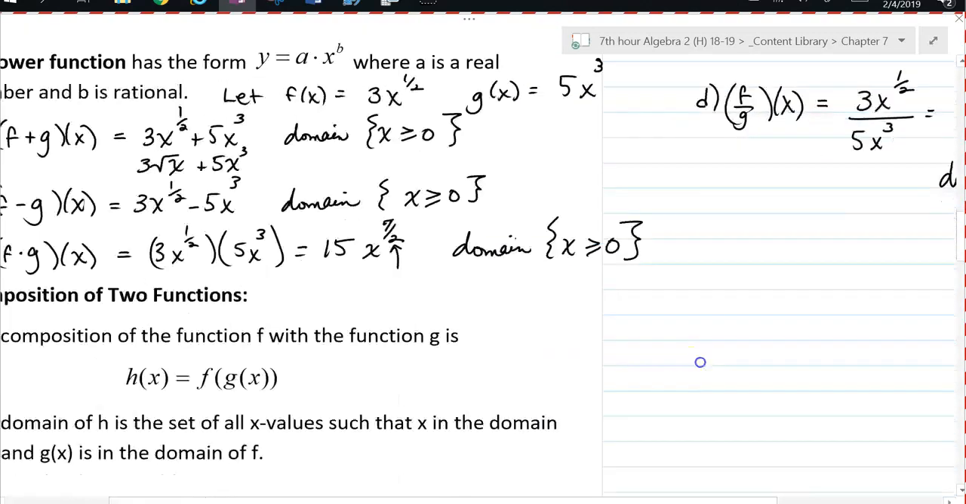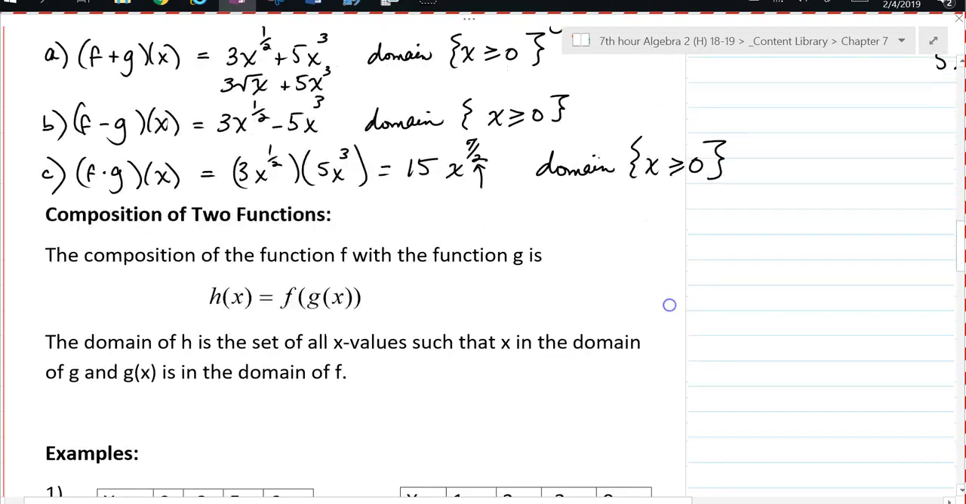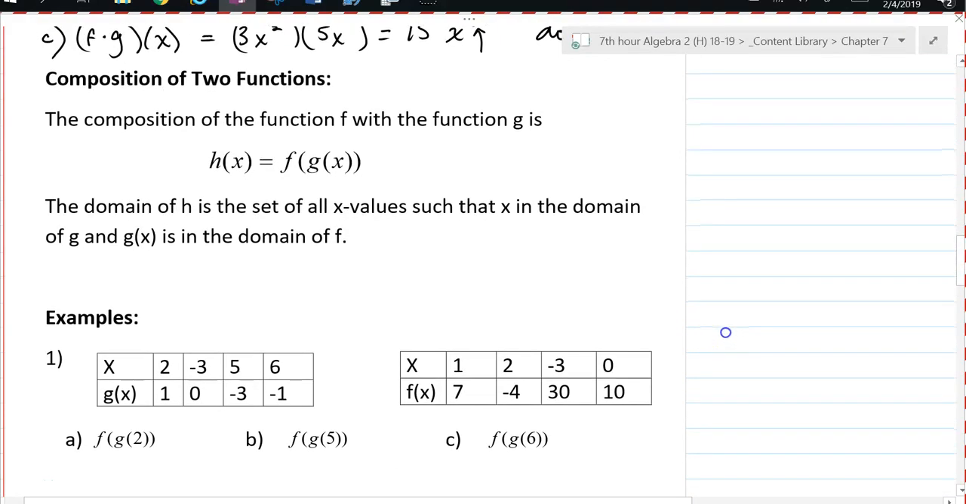Okay, so we talked about how we can add, subtract, multiply, and divide functions. Now we're going to talk about a new type of operation called a composition of two functions. We're going to do it in the next screencast.